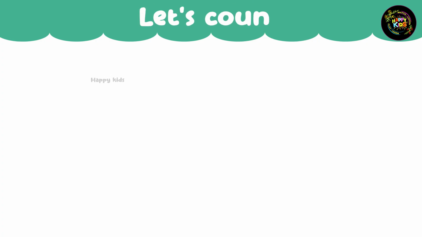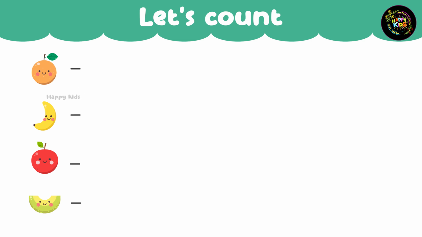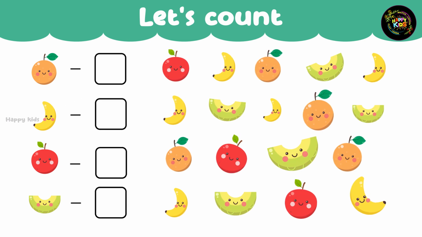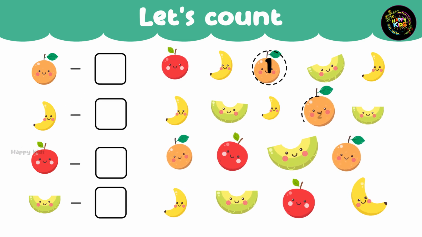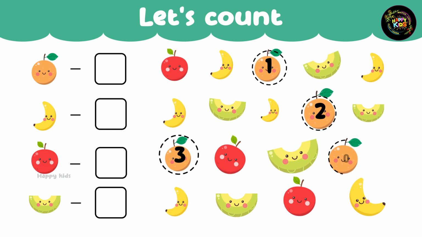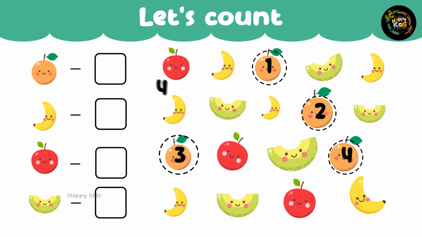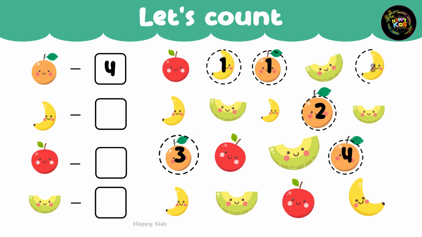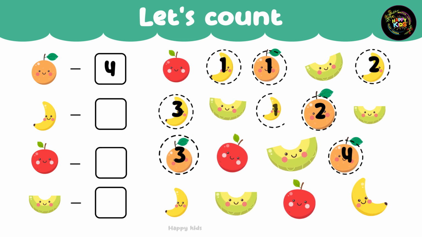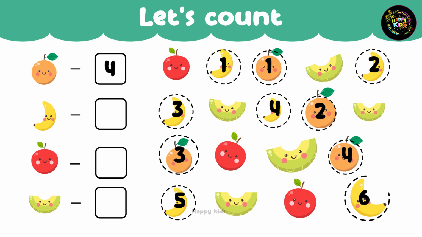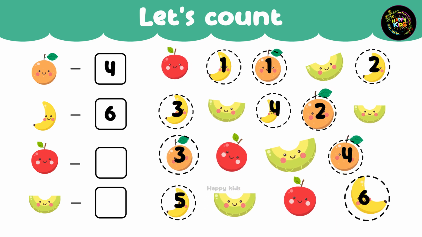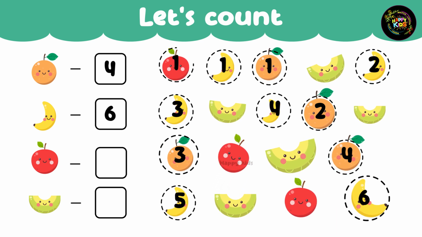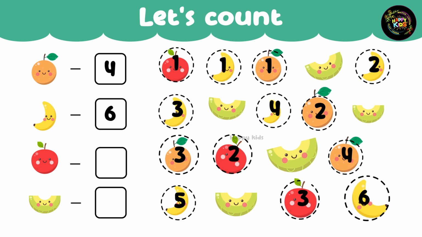Let's count. Orange. 1, 2, 3, 4. 4. Banana. 1, 2, 3, 4, 5, 6. 6. Apple. 1, 2, 3.